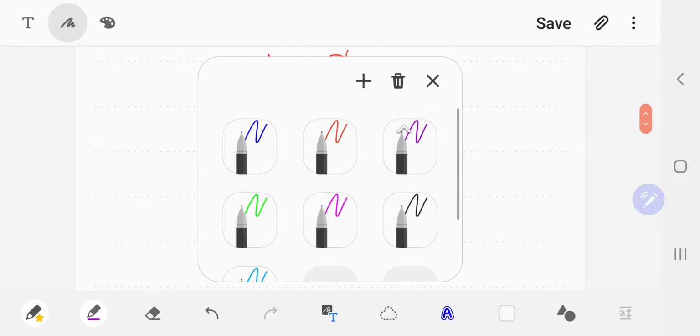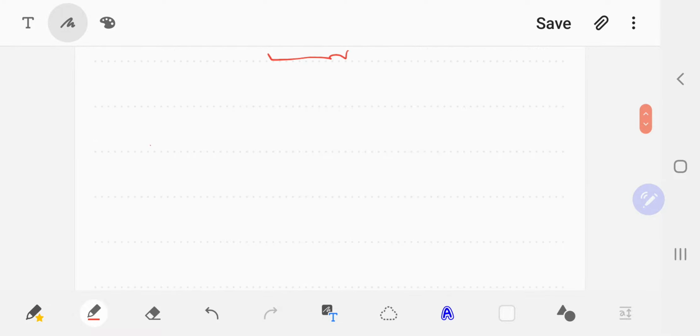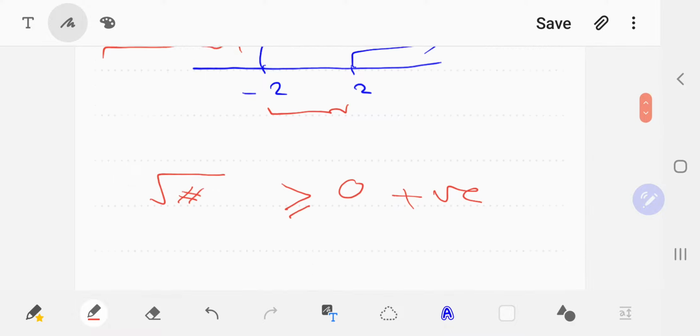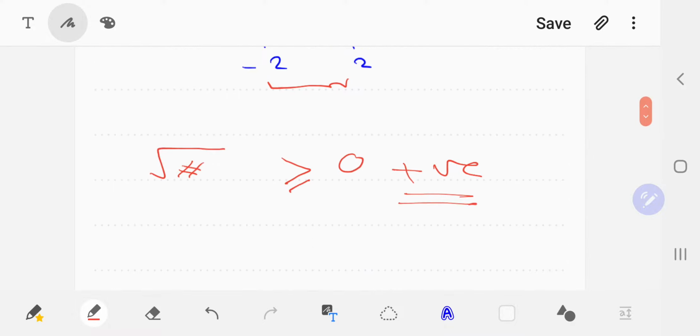There are two facts that we have to keep in mind. Square root of any positive number should always be greater than or equal to 0, as long as I'm talking about a positive number here. So the square root should always give me a positive answer. Square root will never give me plus or minus. It will always give me a positive answer.